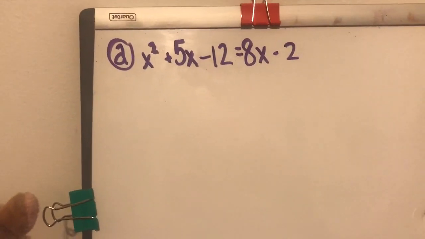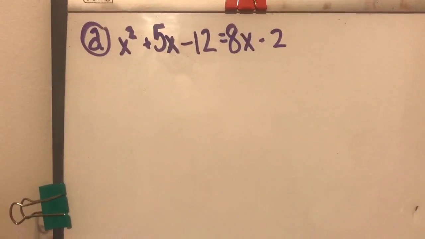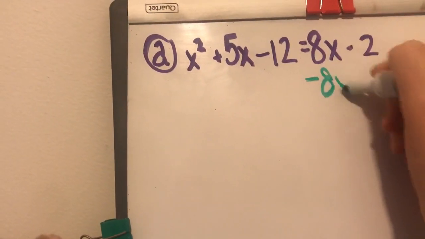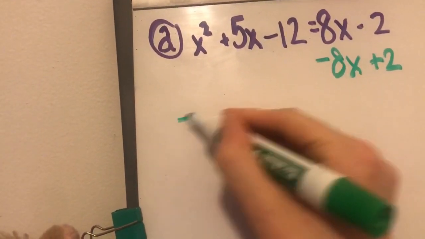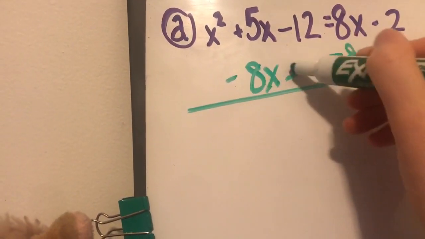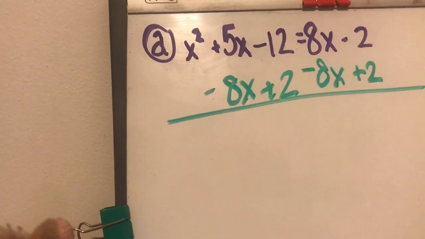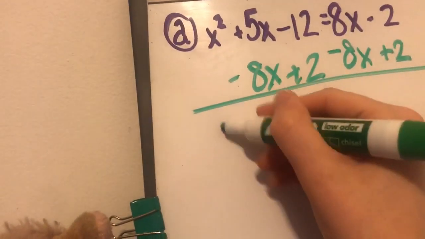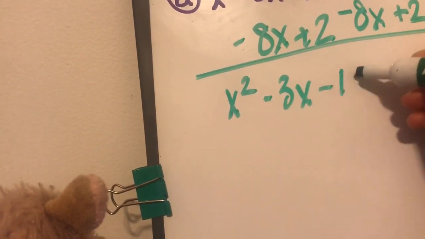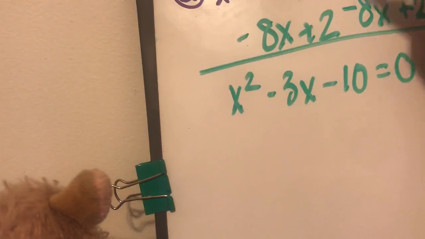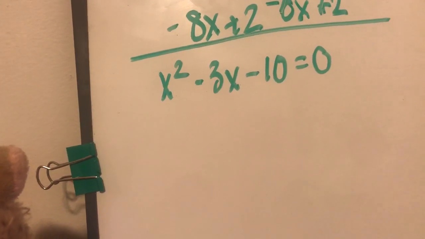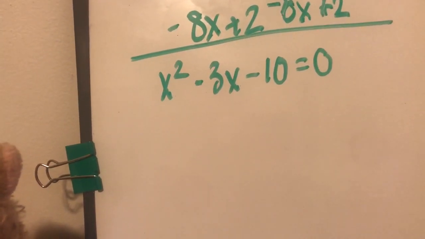So I'm going to perform my inverse operations and move that 8x and 2 over to my other side. So I'm going to have to subtract 8x and add 2, and combine it with those like terms over here. So then I'm going to have x squared minus 3x minus 10 equals 0. And again, we always want it to be equal to 0. The whole purpose of that is so that we can apply the zero product law.